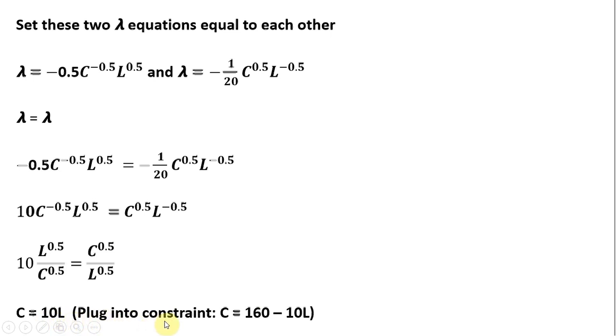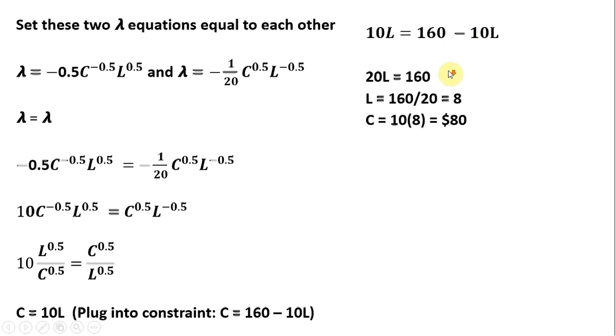We're going to plug this into the constraint, our budget constraint. So where I have C in the budget constraint, I'm just going to put 10L, as I've written up here. Solving this for L, adding 10L to both sides, and dividing through by 20. This person will take 8 hours of leisure.